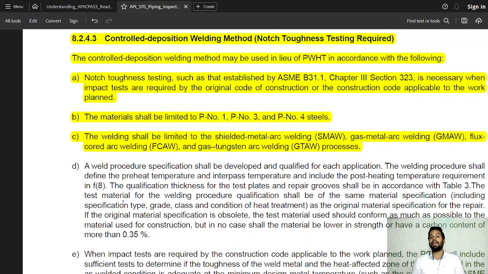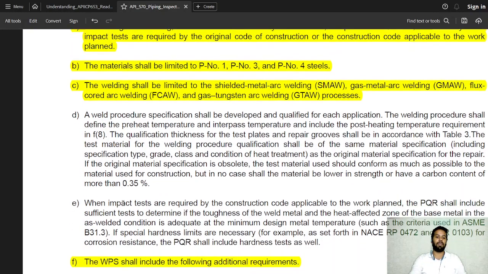Controlled deposition welding may be used in lieu of PWHT in accordance with the following. Notch toughness testing, such as established in ASME B31.3 Chapter 3 Section 323, is necessary when impact tests are required by the original construction code or the code to which the applicable work has been planned. The material shall be limited to P number 1, P number 3 and P number 4 steels. The welding process generally is going to be SMAW, GMAW, GTAW and flux core arc welding, FCAW.